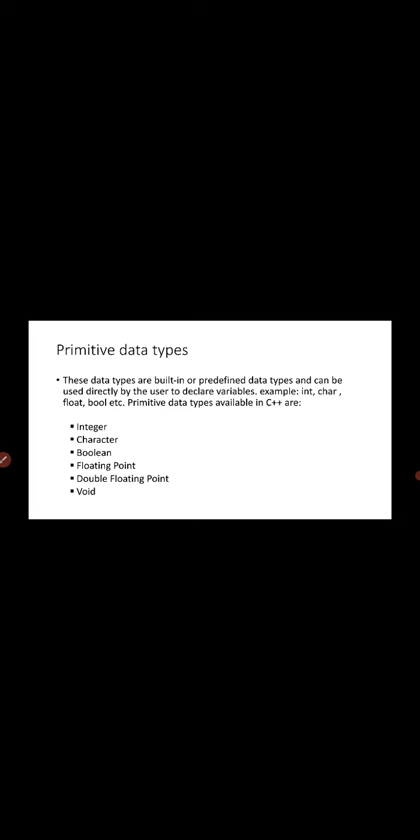So the primitive data types are built-in or predefined data types and can be used directly by the user to declare variables. Example: int, char, float, bool, etc. These are the primitive data types provided by C++ language: integer, character, boolean, floating point, double floating point, and void.